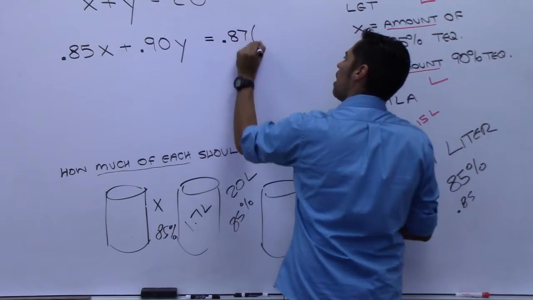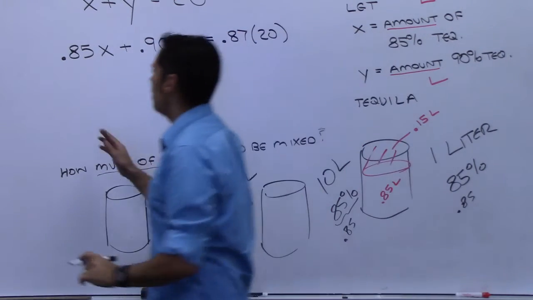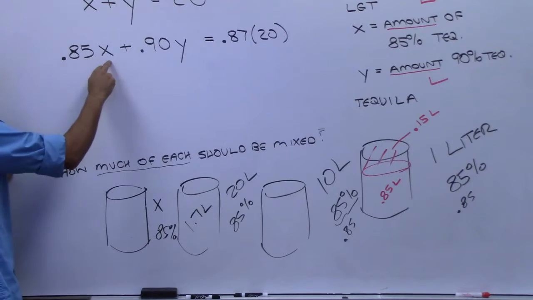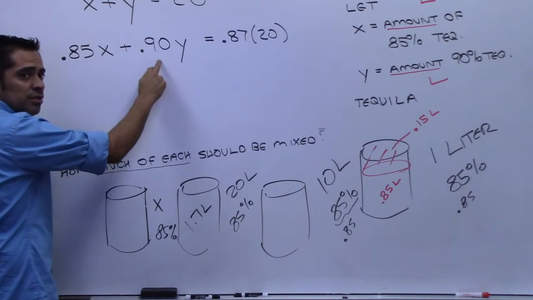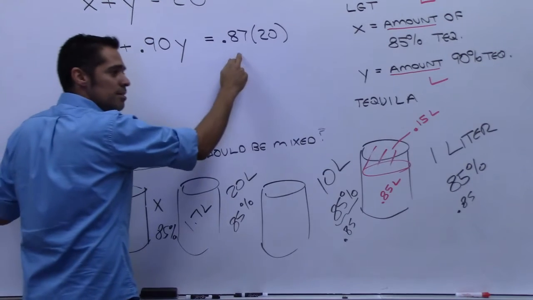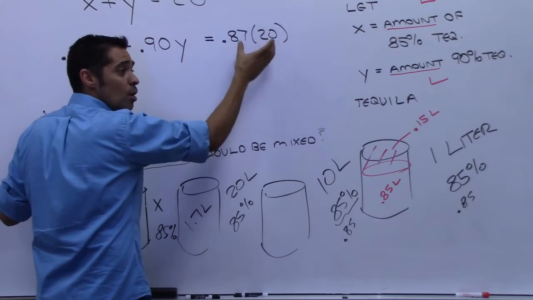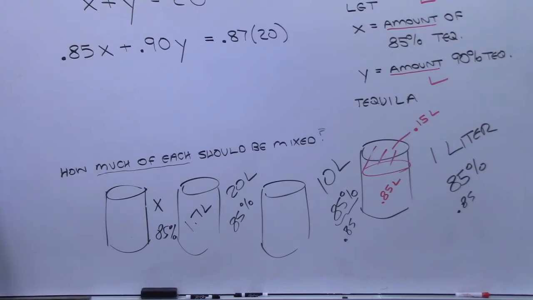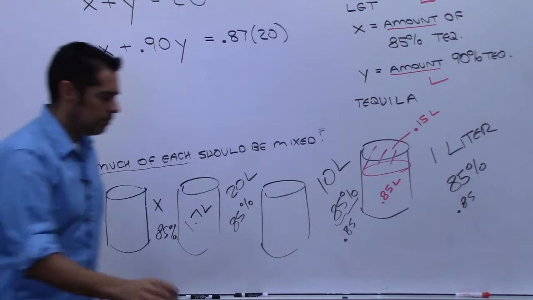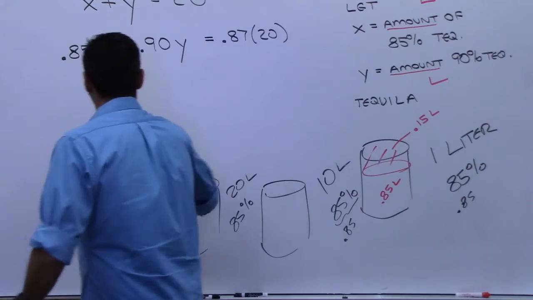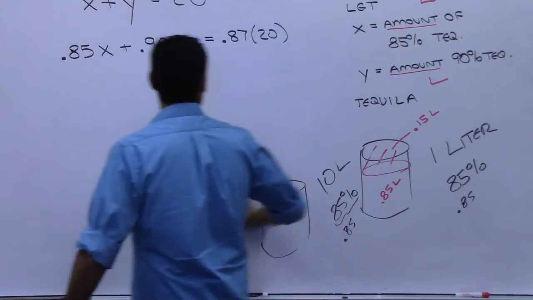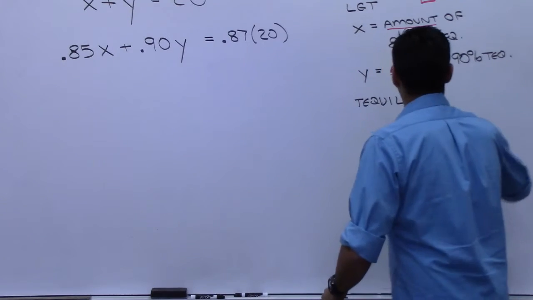0.87 times 20. Each one of these is the concentration times how much, plus the concentration times how much, must equal the concentration times how much. Well, we know at the end when they're mixed, you have to have 20 liters, right? Question, where did 0.87 come from? I believe in the problem, the owner wanted to mix to get 20 liters at 87%. I see it now. All right. We good with this? What is 0.87 times 20? 17.4.